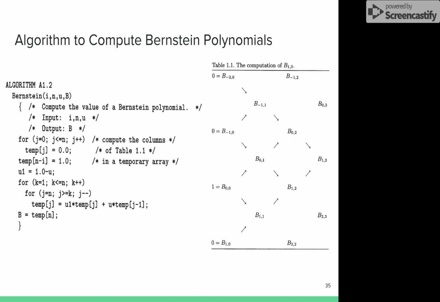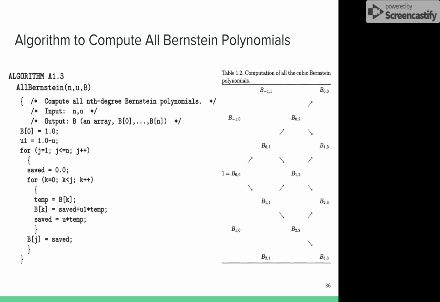The algorithm that we went over already basically starts out big and gets smaller. However, this algorithm to compute all nth degree Bernstein polynomials will start out at one point and slowly diverge out to many different points. So it starts out small and then it gets bigger.